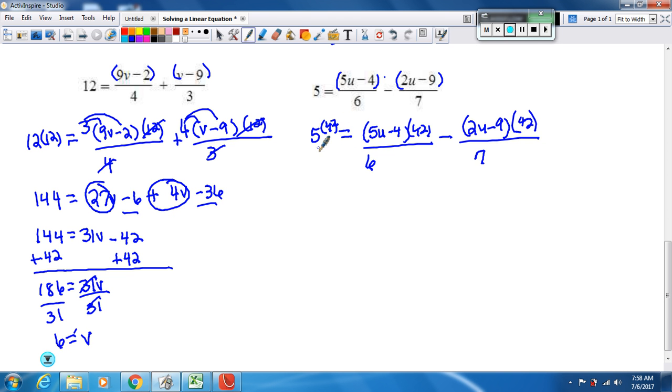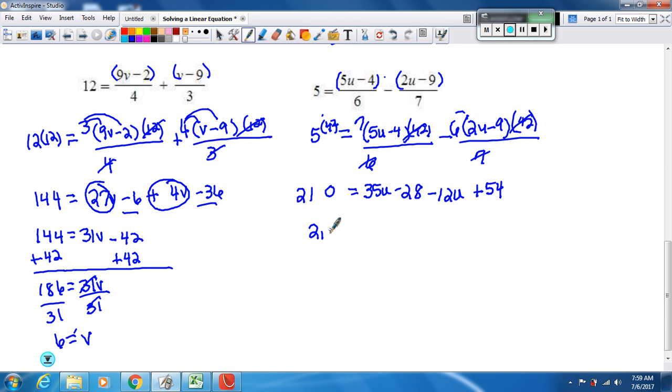Okay, so 42 times 5. 2 times 5 is 10. Carry the 1. 21. 210 equals 42 divided by 6 is 7. And then you got to distribute. 7 times 5u is 35u. And 7 times negative 4 is negative 28. Divide first. 42 divided by 7 is 6. Now this is a negative 6 we're distributing. So negative 6 times 2u is a negative 12u. And negative 6 times negative 9 is a positive 54.